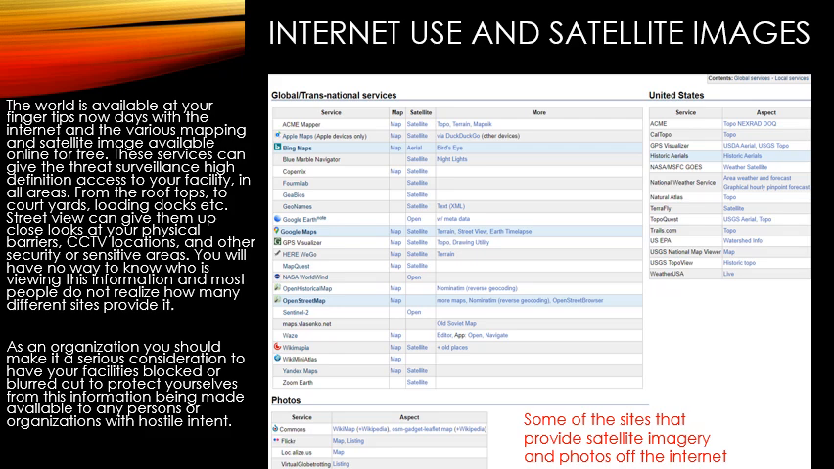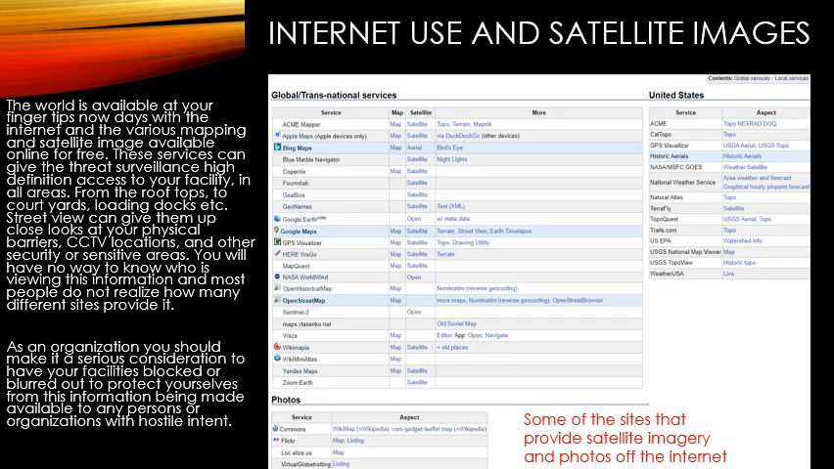And with the internet and the various mapping and satellite imaging resources available online for free, these services can give the threat surveillance high definition access to your facility in all areas, from the rooftops to the courtyards, loading docks, etc. Street View can give them up close looks at your physical barriers, camera locations, and other security or sensitive areas.